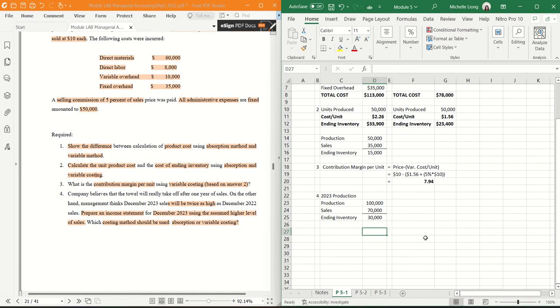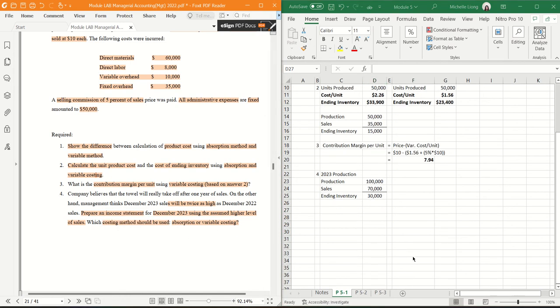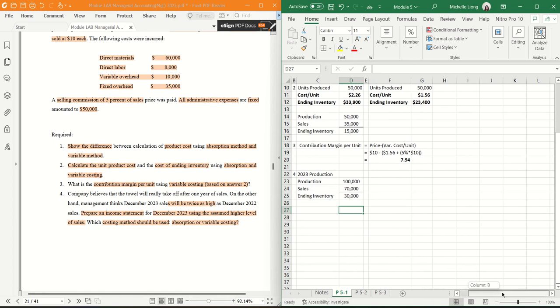costing. Why? Because we don't know which one is better. Like we need to know which costing should be used. So we need to do both of them. So just make the income statement right here. So the format will be easier.